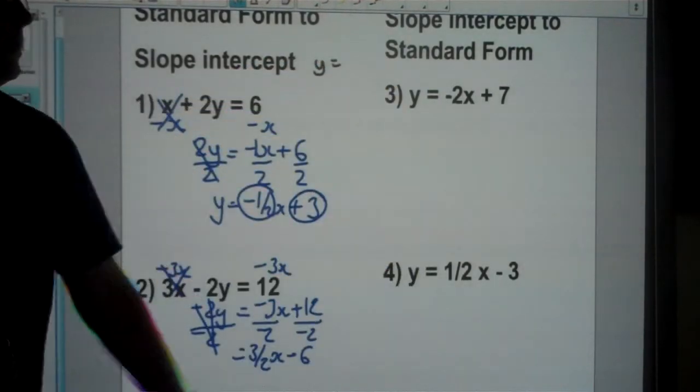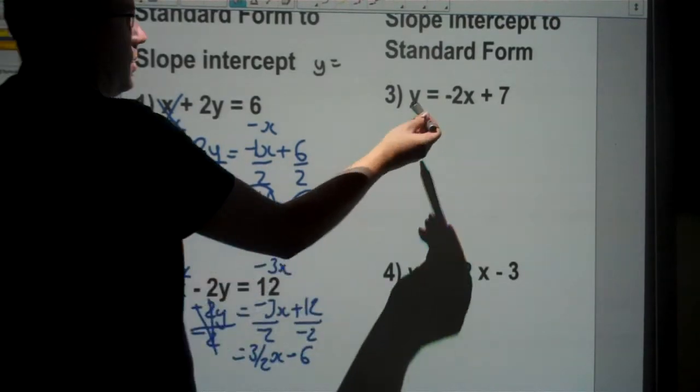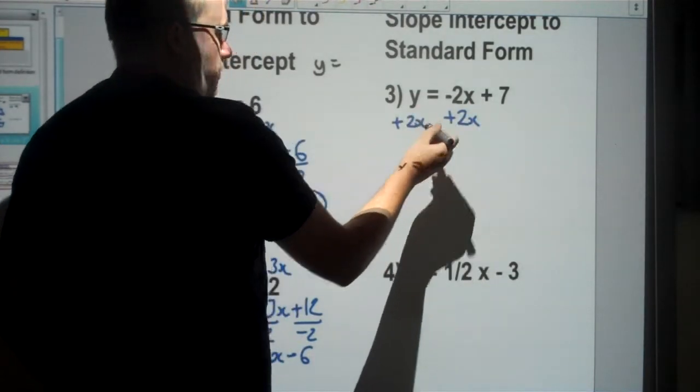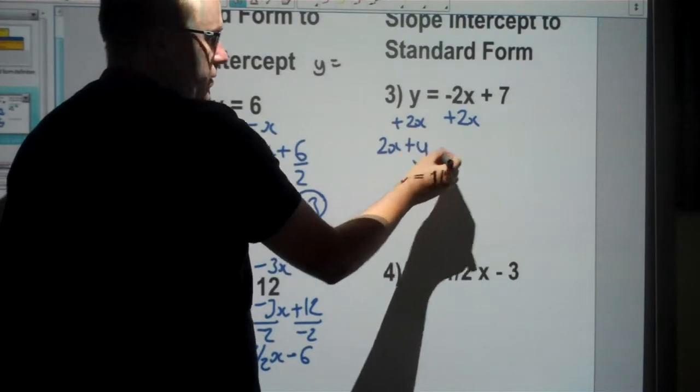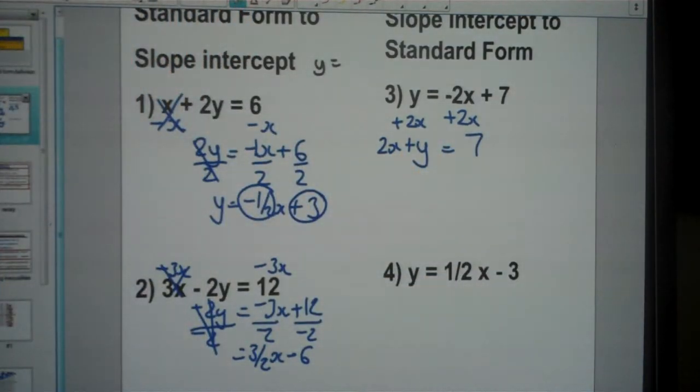Now the new one is to go in reverse, to go from slope-intercept to standard form. So that means you've got to get the x's and y's on the same side. So this time I've got to bring them to the same side. So add 2x to both sides. So I have positive 2x, or just 2x. Y is positive, so I can put plus y equals 7. And actually, that's finished. X and y are on the same side, there's no fractions, and x is positive.